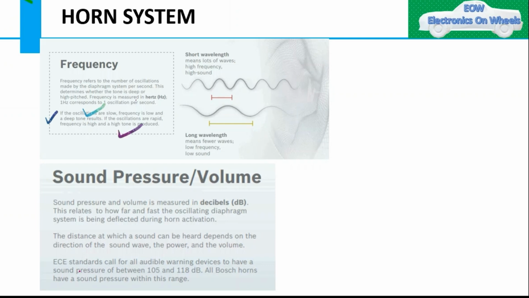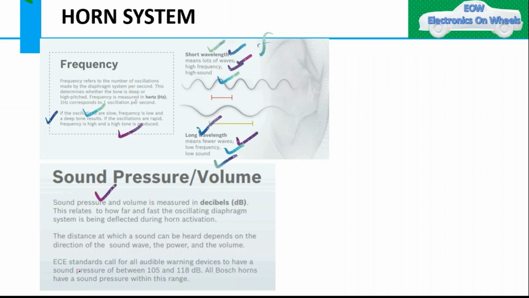Correct. But when it comes to the wavelength, frequency generally is inversely proportional to the wavelength. So short wavelength means a lot of waves, high frequency, high sound. Long wavelength means fewer waves, low frequency, low sound. This is the thing you have to remember.